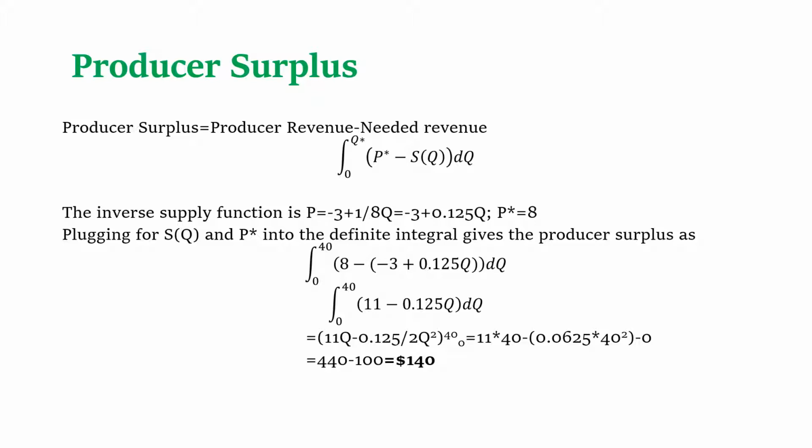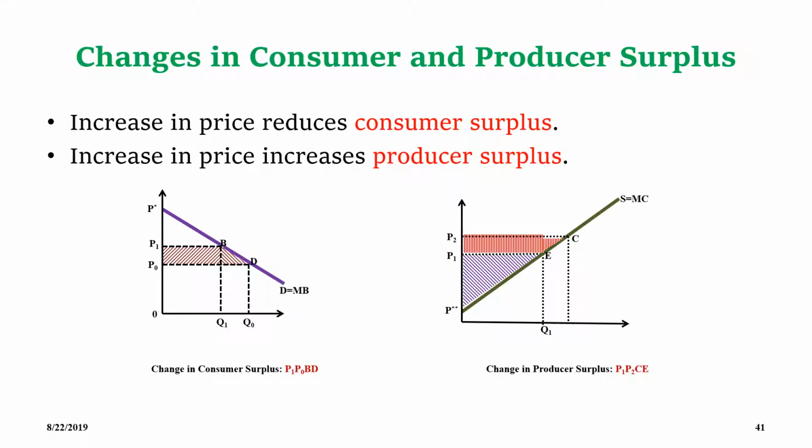And then we plug in those values. That is producer revenue minus the needed revenue, and then we get the producer surplus. Oh, I don't know what happened here. It should be 160 as well. The producer surplus should be 160. I don't know exactly what happened, but you can take a look at that later on.